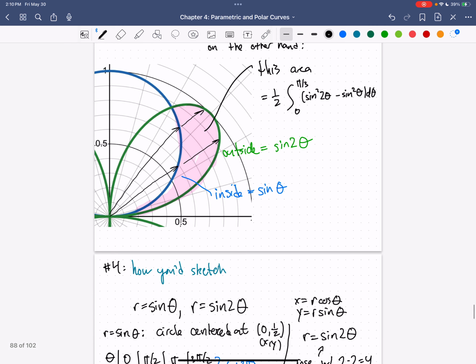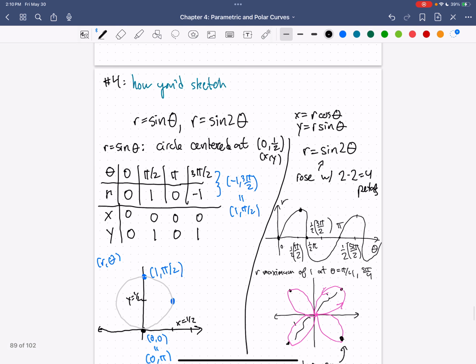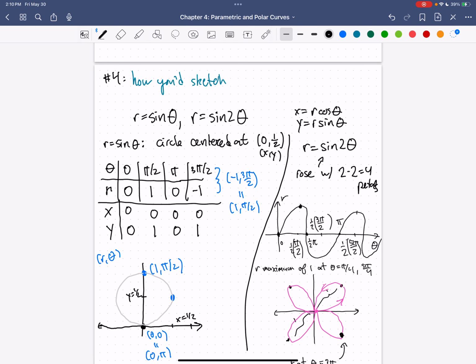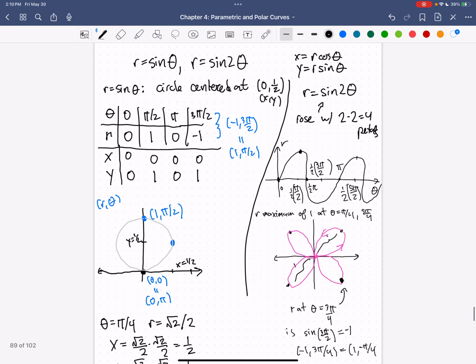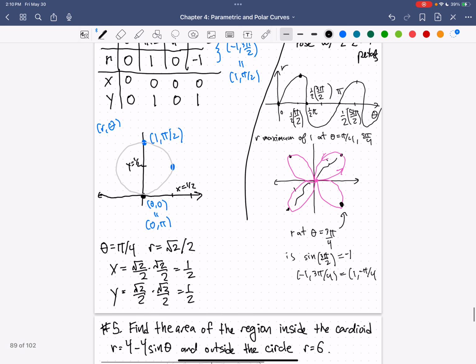For this past question, if you'd like to know how to sketch it, I've got that worked out here, if you don't remember exactly what these curves look like. So you can try that out too.